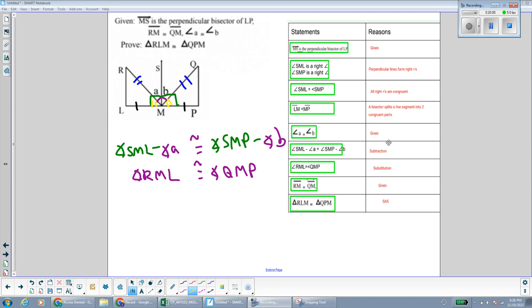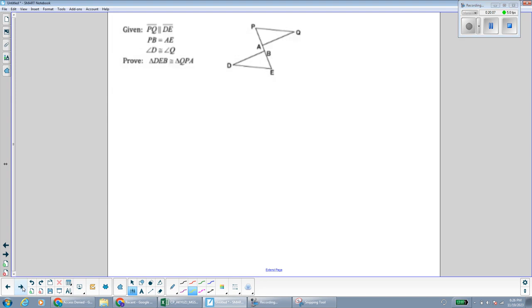Feel free to pause the video to take a look at the full written up proof because I'm going to switch over to the next proof now. Okay, this will be the last one that we're going to do in this video. So in this one, we have the given information that PQ is parallel to DE. And when you have parallel lines, look out for a transversal. And here we have parallel lines cut by a transversal, and we see that letter Z.